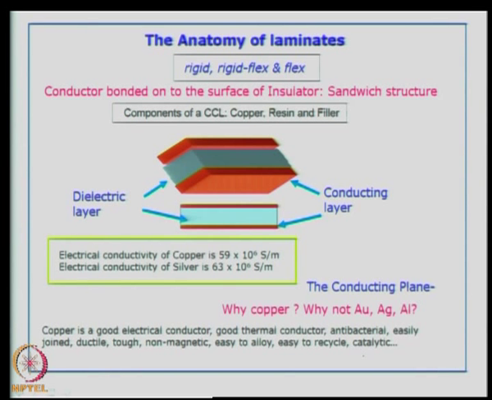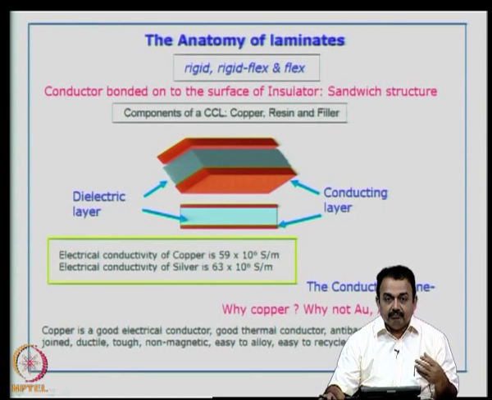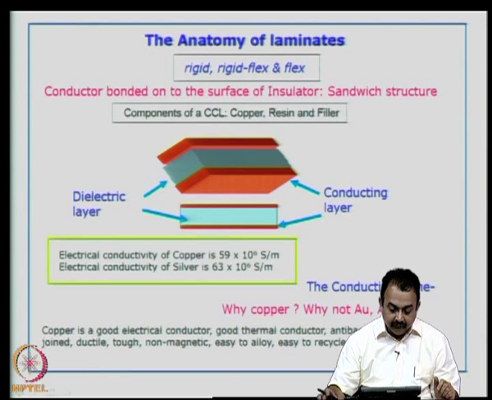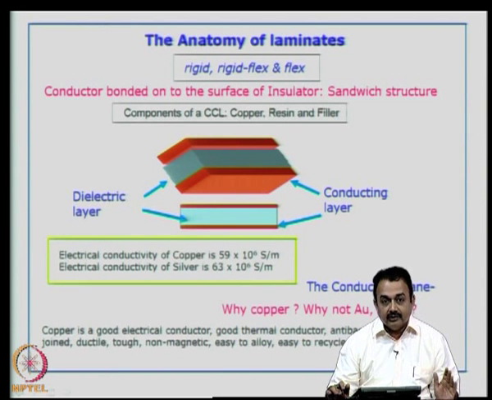So, laminates can be rigid, rigid flex combined, or flex. So, you can create a rigid circuit, a rigid flex PCB, or a completely flexible PCB. The conductor is bonded onto the surface of an insulator, and that is how you get the sandwich structure. So, now you are very clear about the components of a copper clad laminate. I have once again shown you a cross section here.